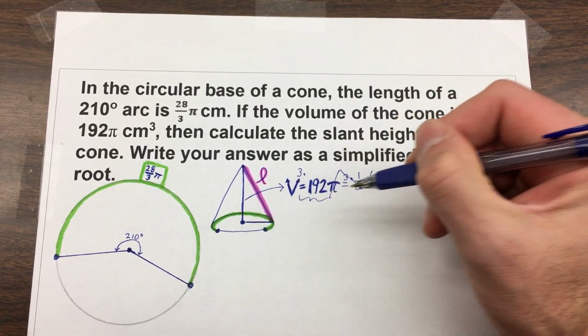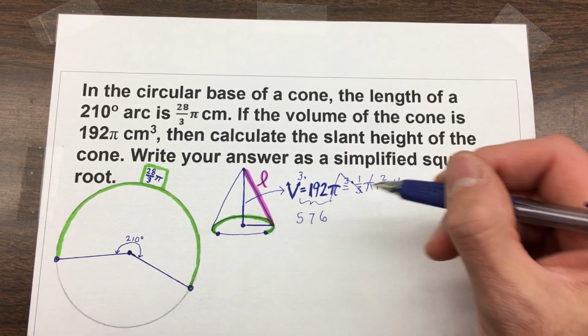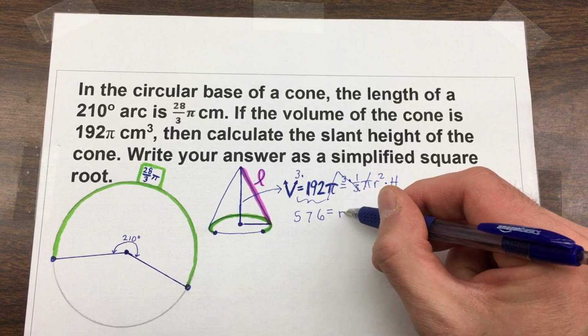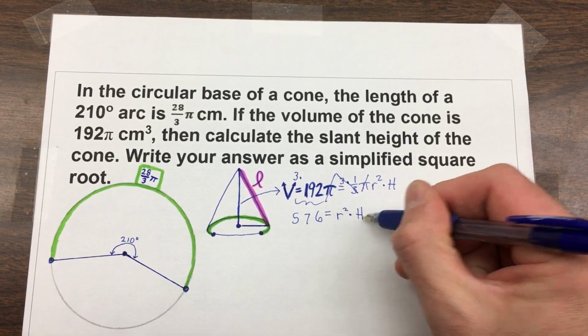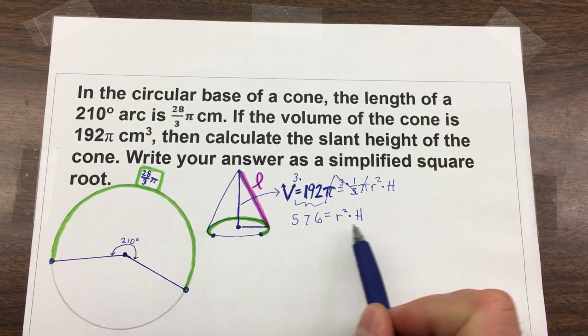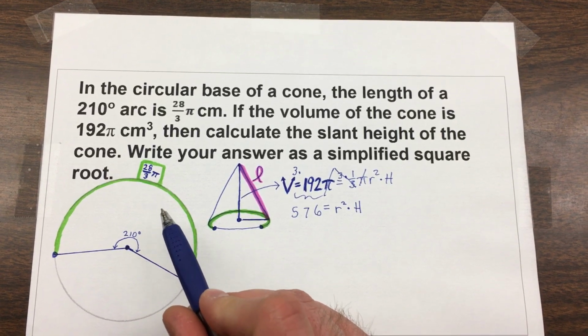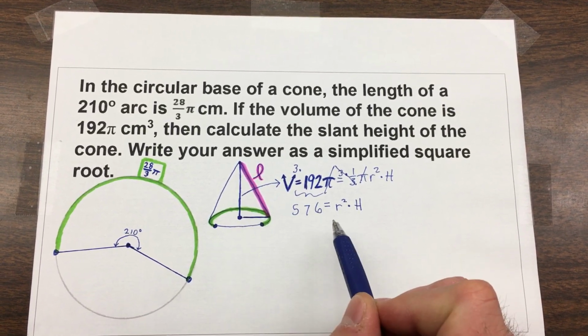And then 192 times 3 is what? That's 6, 7, carry my 2, 576. So 576 is r squared times height. But I don't know r and I don't know h, so I can't do anything with this. So that means I got to come over here. This is going to be the key that's going to help me unlock the rest of this problem.